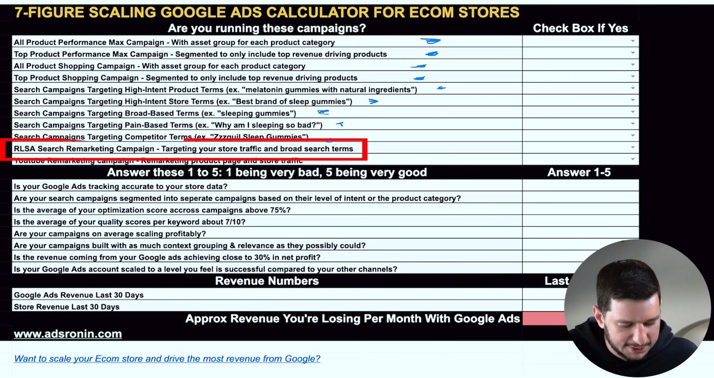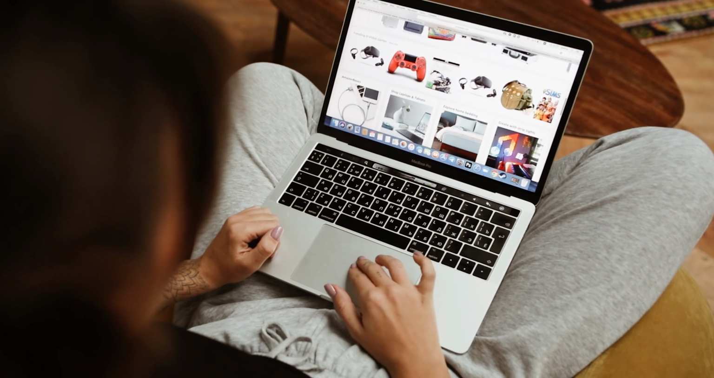Next is going to be RLSA search campaigns. RLSA just means remarketing list for search ads. This is a unique search campaign. This is basically people who have already visited your website. You're using them as a remarketing audience. And because of that, you can target broader terms. So maybe you want to target the term sleep, but that's a super broad term. You would never do that in a cold market.